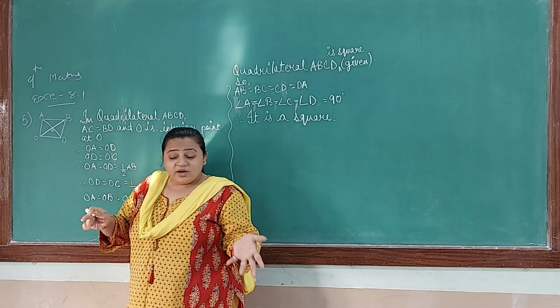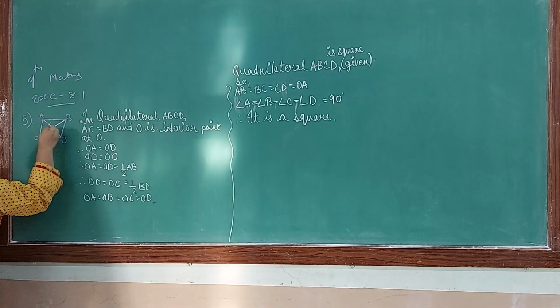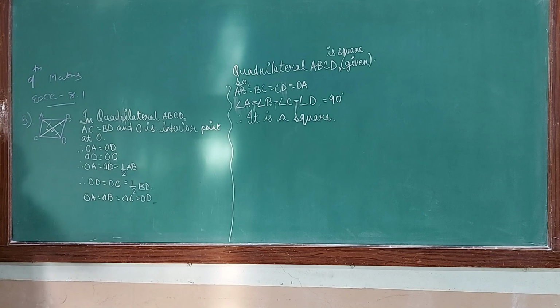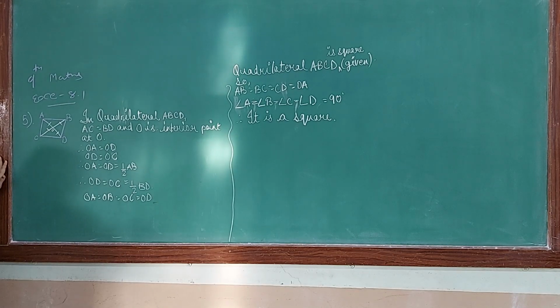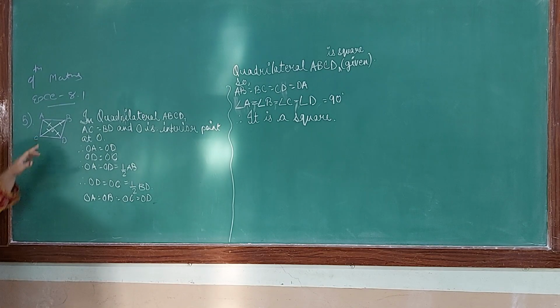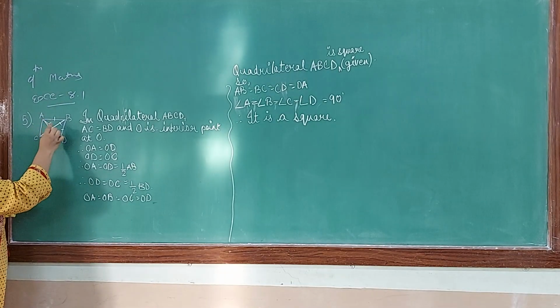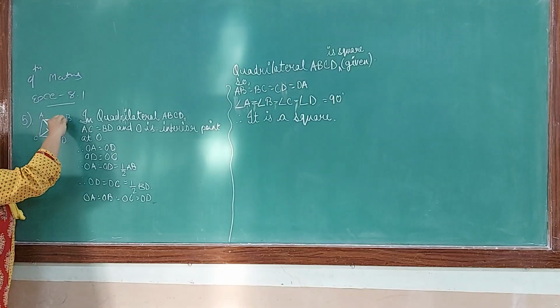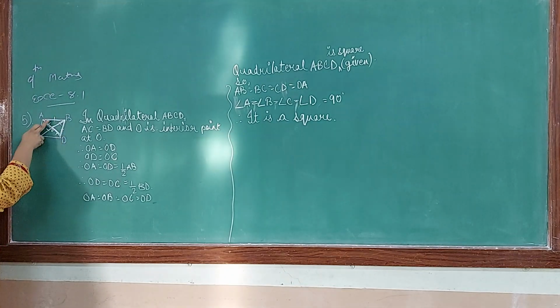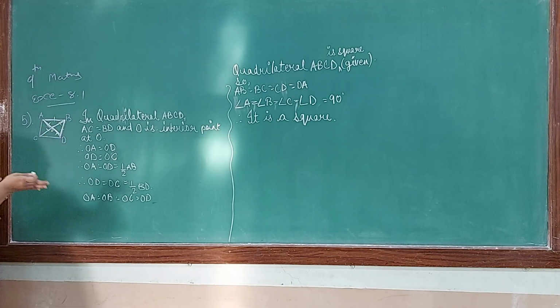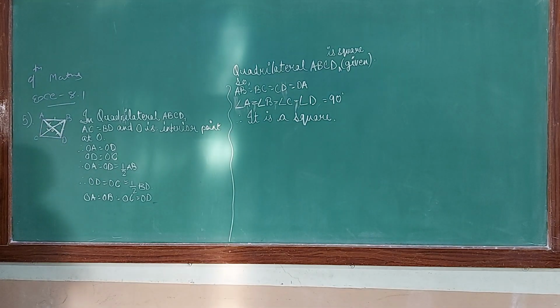See, in the square, from the center, all parts of the diagonals are equal. So here also the sides are equal. If you take any two triangles for the congruency rule, all sides are equal. So by using the SSS theorem.